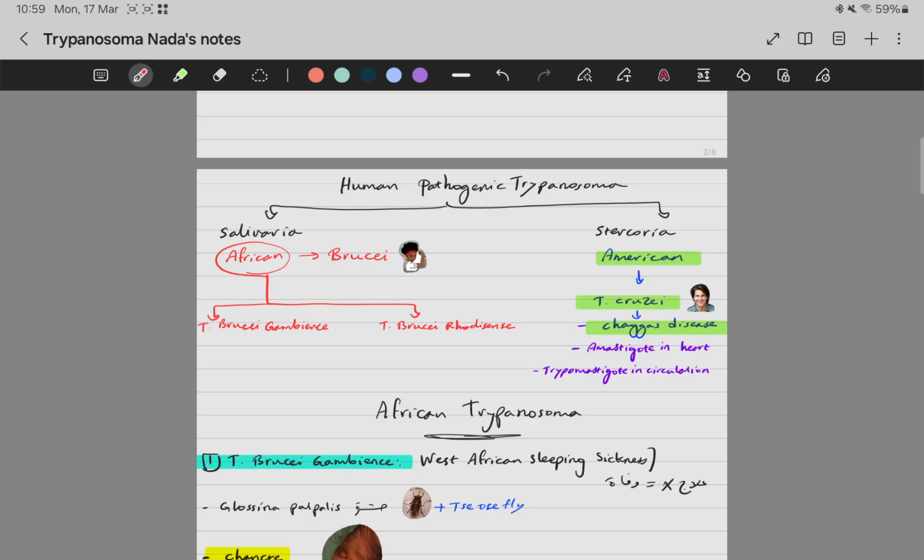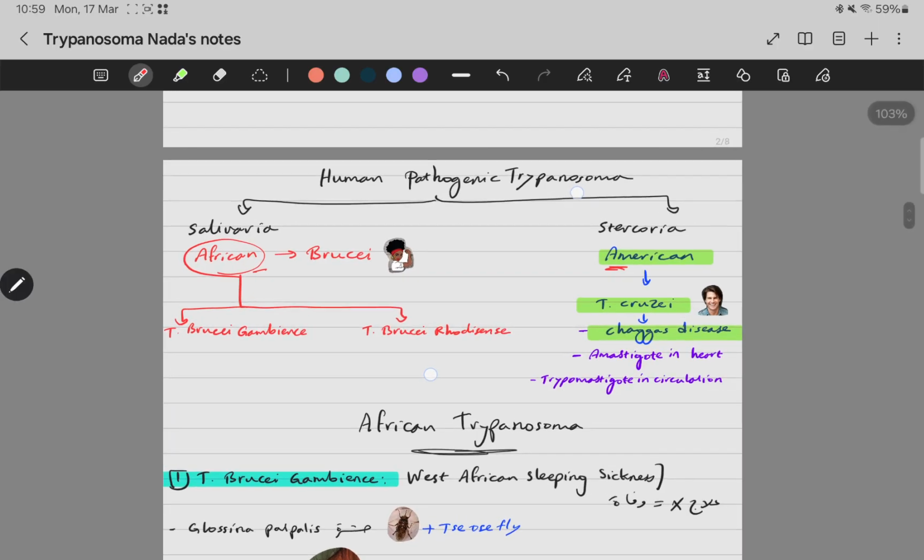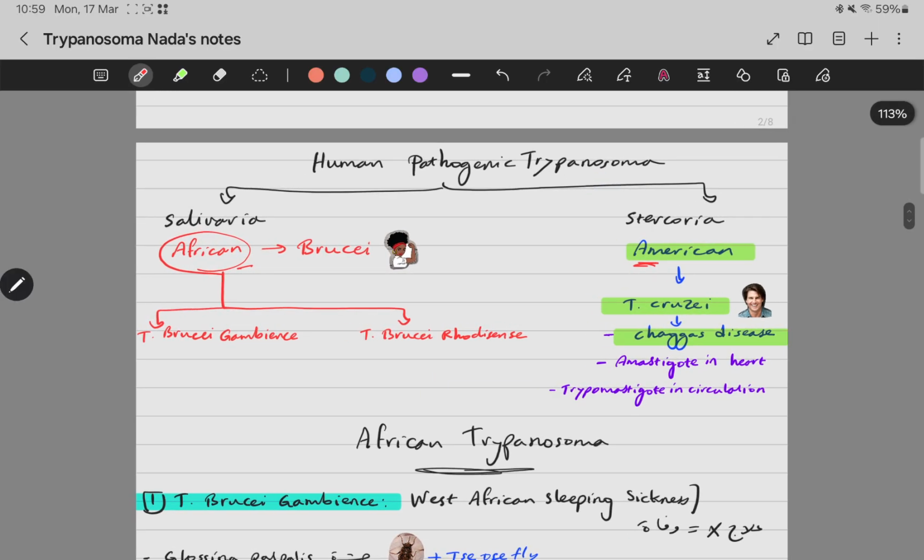What are the diseases that it causes? We have two main categories of diseases that it causes. One is called African Trypanosoma and the other is called American Trypanosoma. African Trypanosoma can also be classified as Salivaria, because Salivaria actually comes from the saliva.